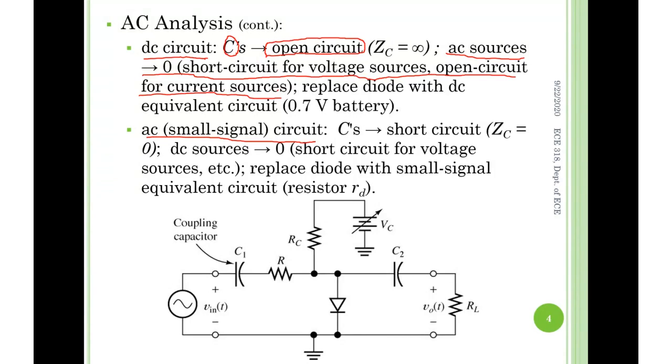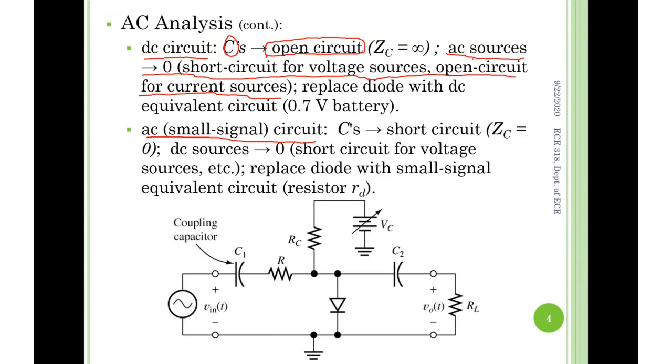This makes perfect sense if you recall the 235. In a DC circuit, do we have any capacitor? No. Capacitor is considered as an open circuit. Then how about the inductor? Opposite, right? Which is a short circuit. Does that make sense? So in a DC circuit, open capacitor, short inductor.